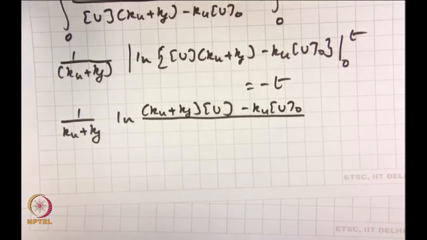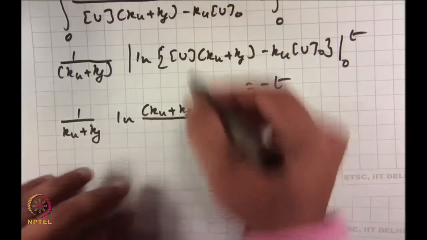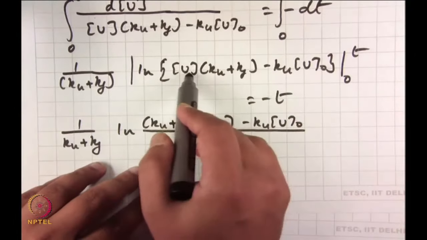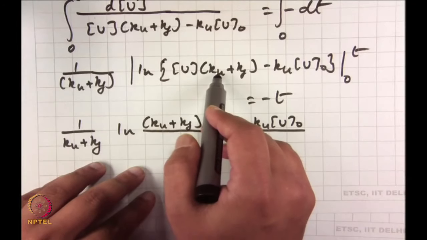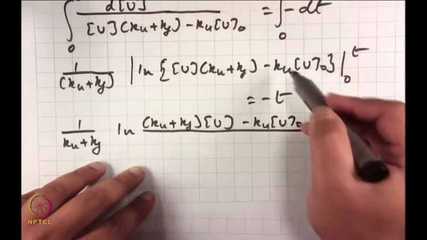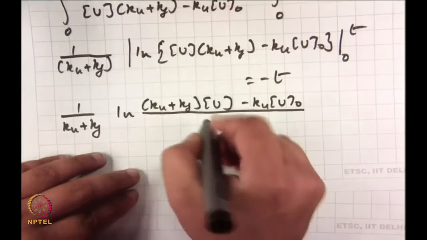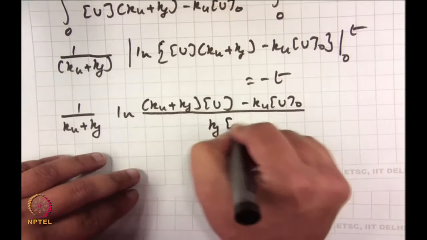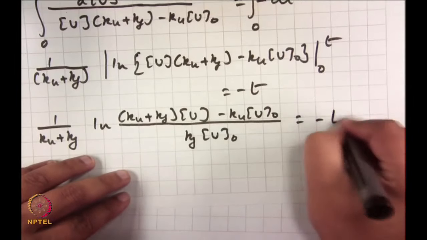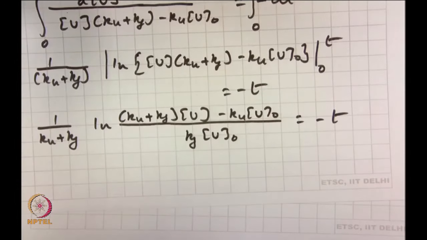Now, what comes at the bottom? Tell me quick. Remember, it is t is equal to what? 0. If t is equal to 0, what happens to u? u is equal to u 0. So, what am I left with? So, see, this is u 0 k u plus u 0 k f minus u 0 k u. So, what am I left with? I am left with k f into u naught, and this would be equal to minus t, right.